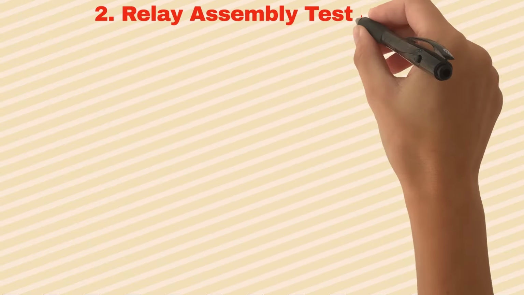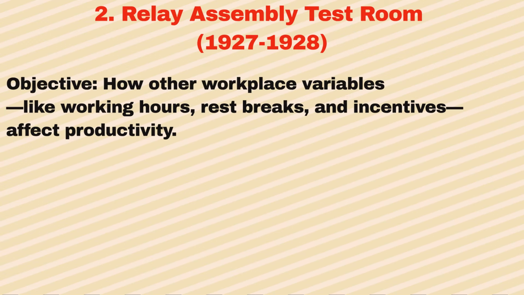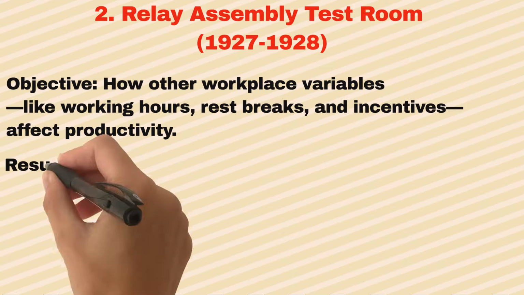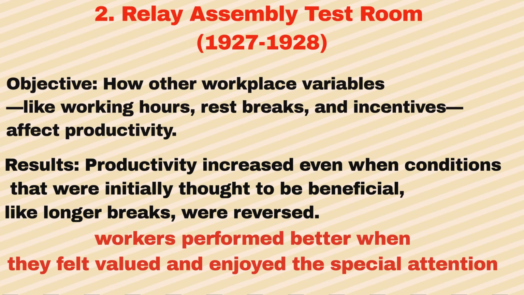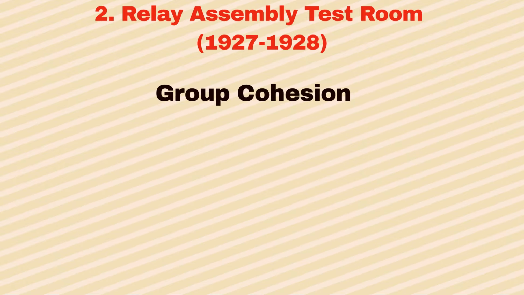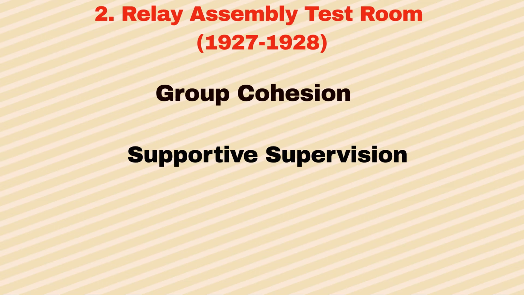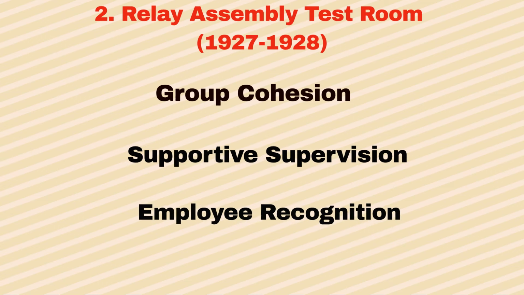So, the next experiment was the Relay Assembly Test Room. It was conducted between 1927 and 1928. After realizing the importance of social factors, researchers decided to explore how other workplace variables like working hours, rest breaks, and incentives affect productivity. And guess what? Productivity increased even when conditions that were initially thought to be beneficial, like longer breaks, were reversed. Why? Because workers performed better when they felt valued and enjoyed the special attention they received during the study. This phase highlighted the importance of group cohesion, supportive supervision, and employee recognition over material incentives or physical changes.